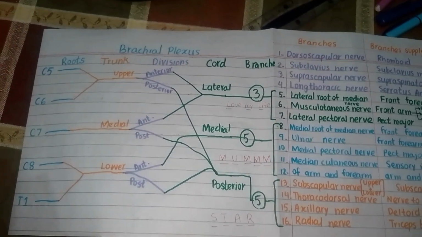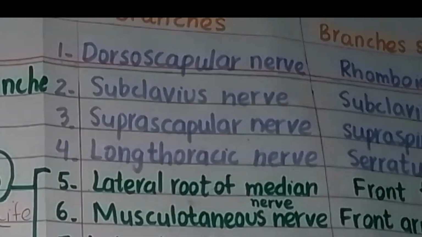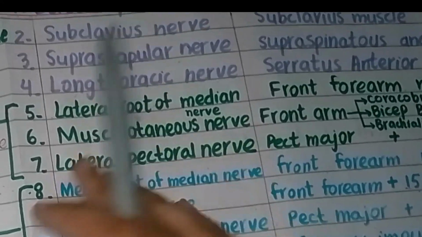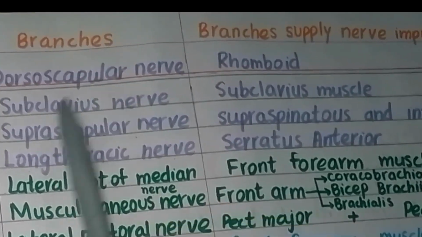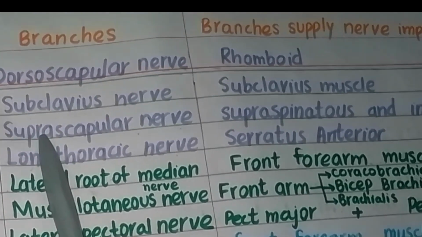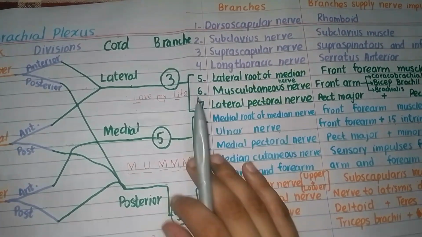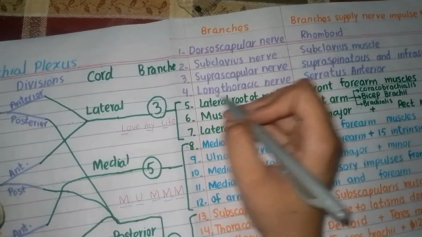So these are the branches which arise from the cords. These are some extra branches of the brachial plexus: the dorsal scapular nerve, subclavius, suprascapular and long thoracic nerve. So let's understand from where these nerves arise. The dorsal scapular and the long thoracic nerves arise from the roots.